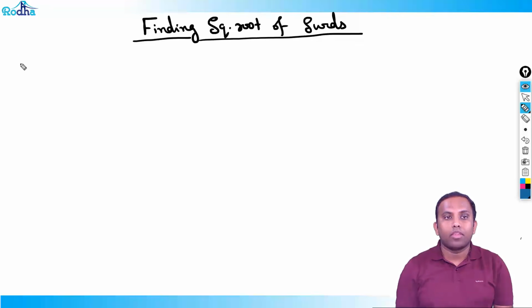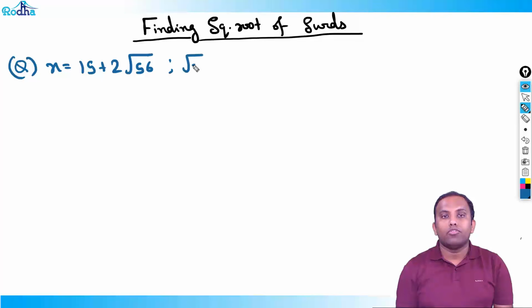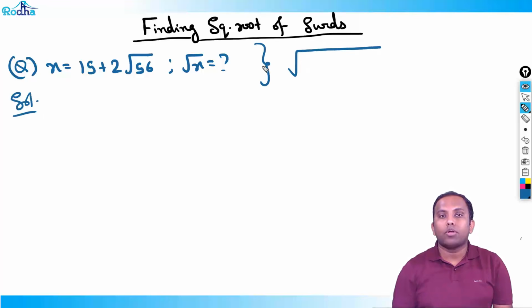For example, there's a question like x is equal to 15 plus 2 root 56. Then what is the value of root x? This is the question, right? So basically, we need to find the square root, because root x, and x is 15 plus 2 root 56. So we need to find the square root of 15 plus 2 root 56.